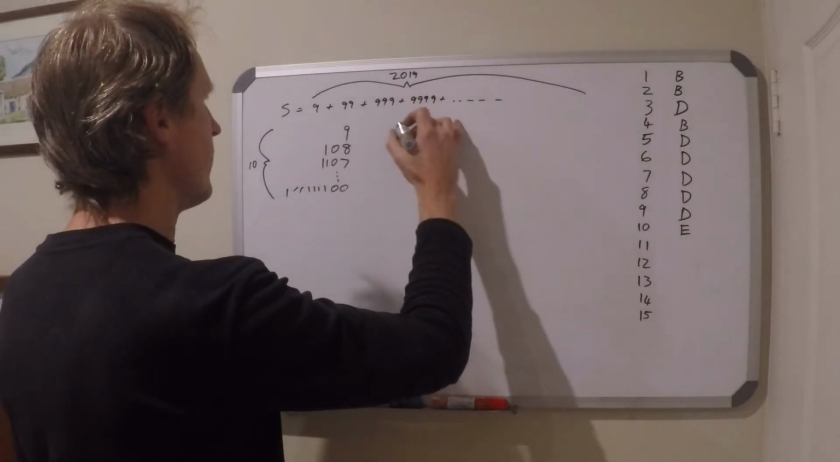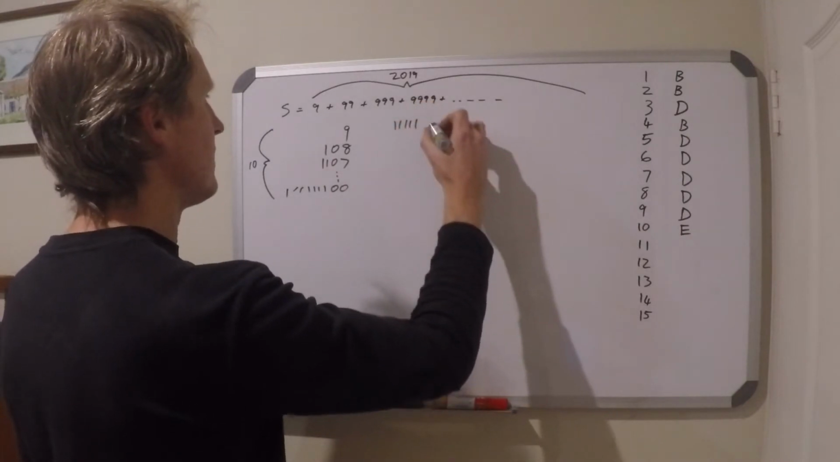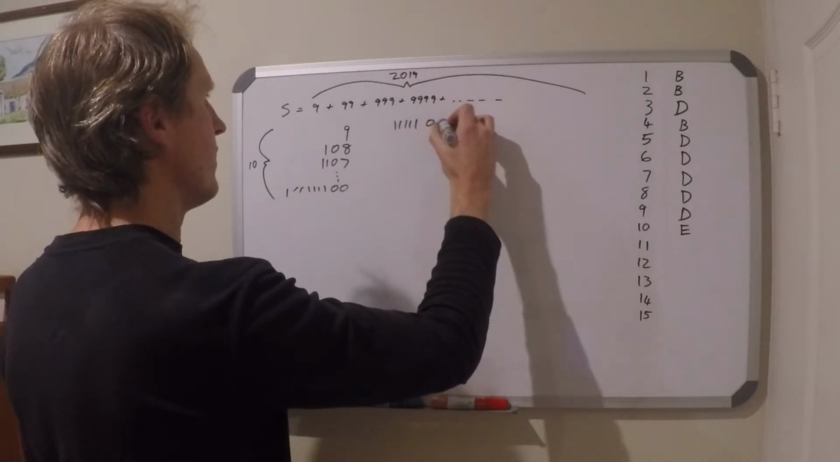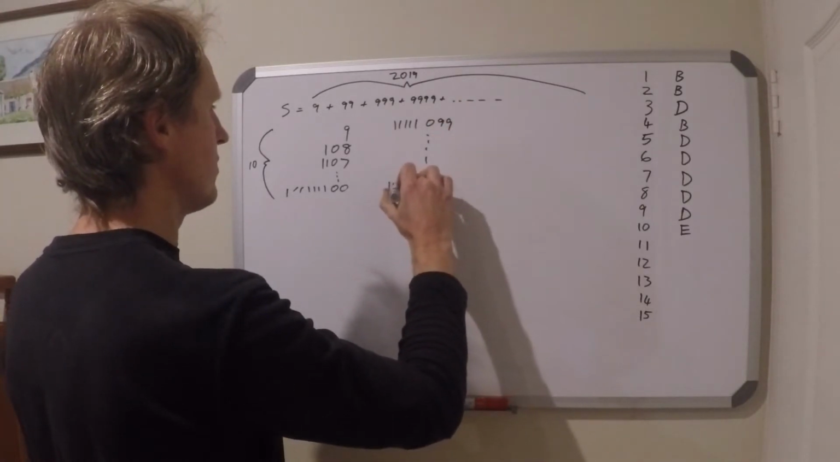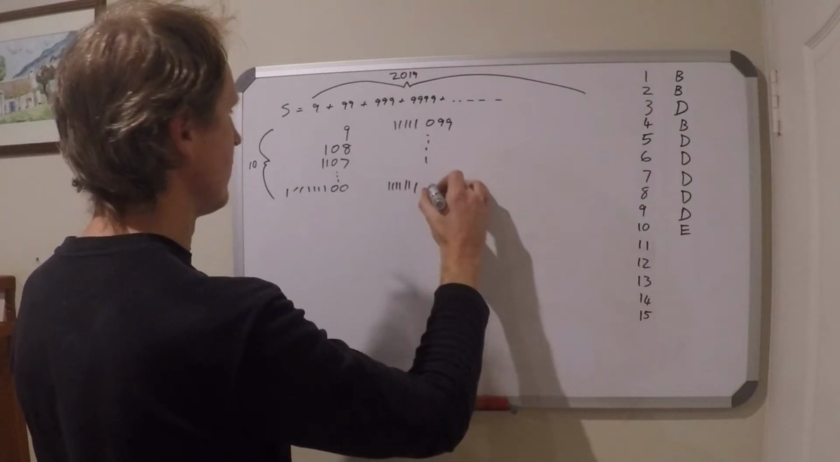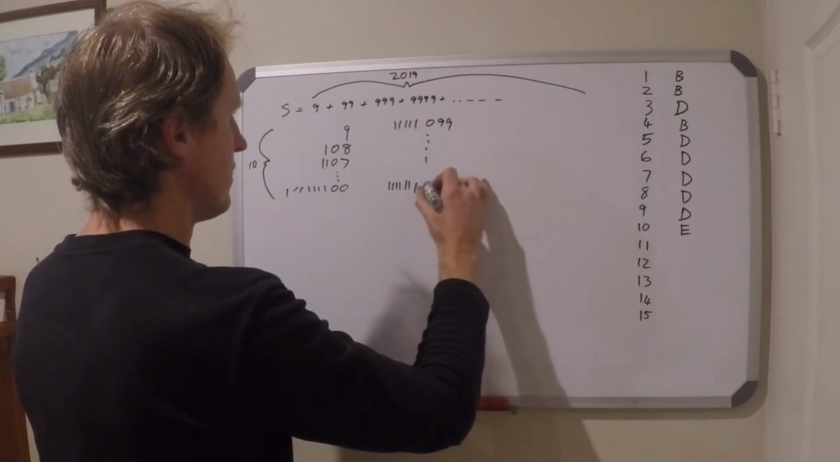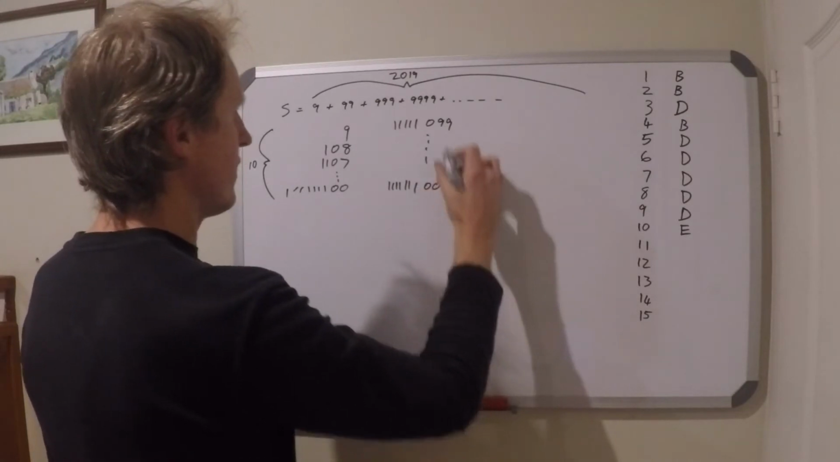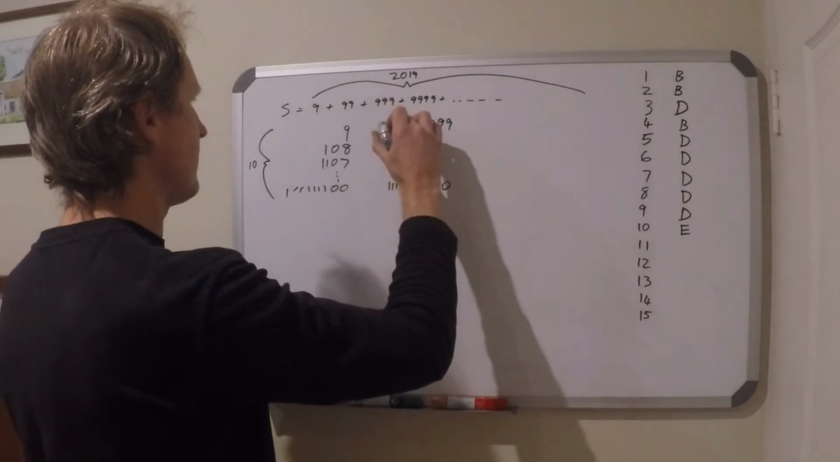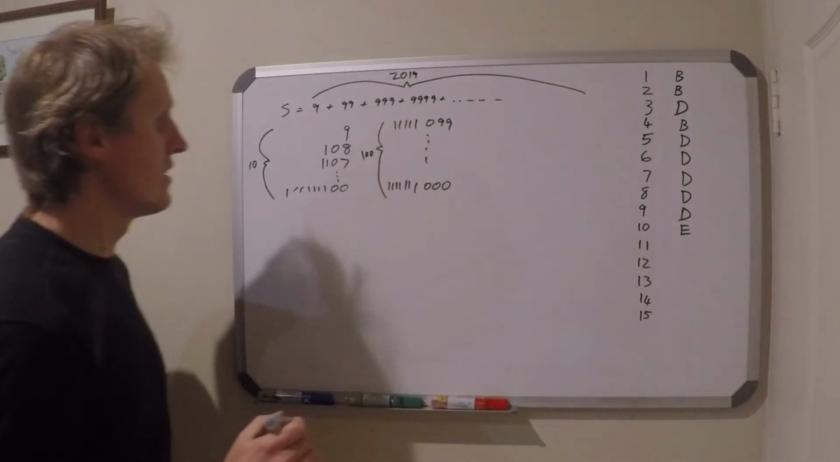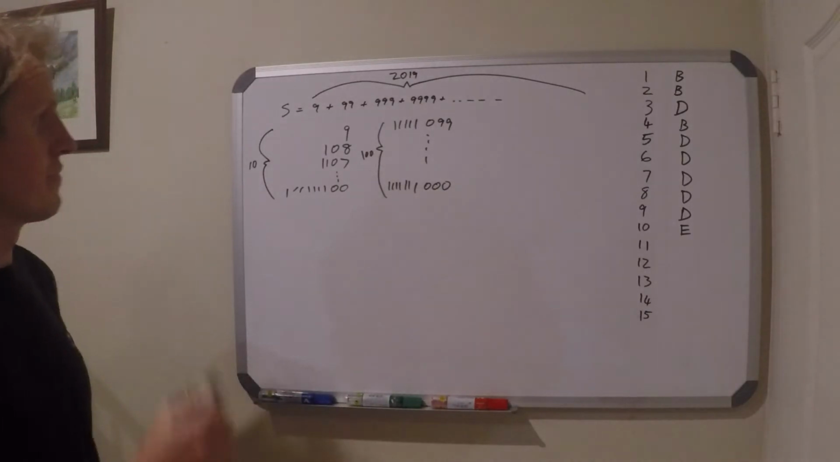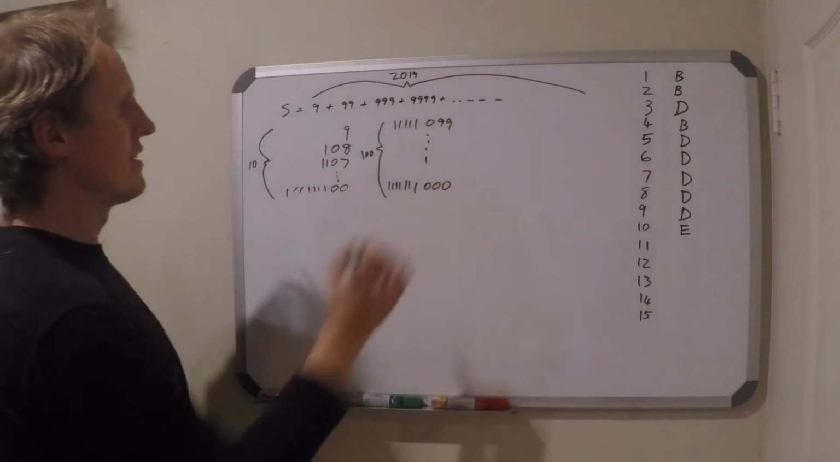Then we're going to go a whole lot of ones, 0, 99, and we're going to take that down to a whole lot of ones, 0, 0, 0, and in this we've got 100. There's 100 numbers in this list.